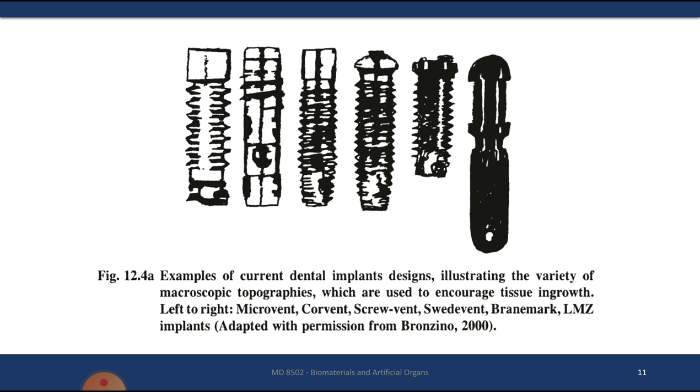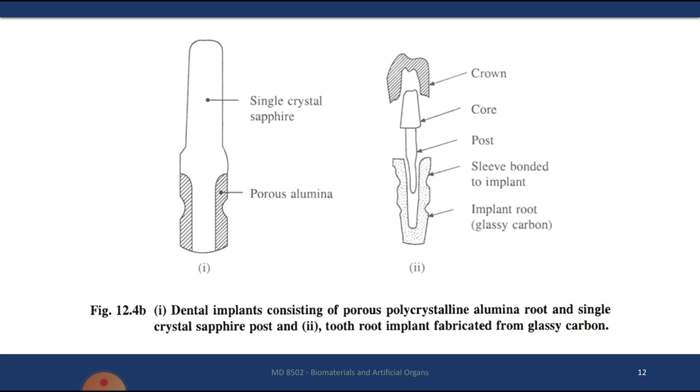If you look at the picture, you can see the different dental implant designs. The threads are different, the size is different, and the width and diameter, everything is different. Each dental implant will be personalized for the person. We can't just take any implant and place it. Depending on the person's requirement, a different type of implant will be chosen. The next picture shows the porous crystalline alumina root with a sapphire post. This is the endo-osseous implant, the fixture which is placed below the root surface. So that is that one.